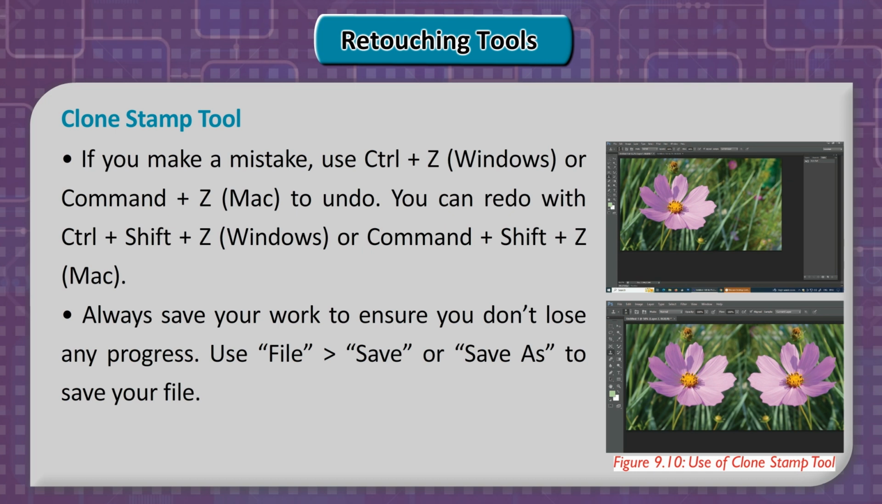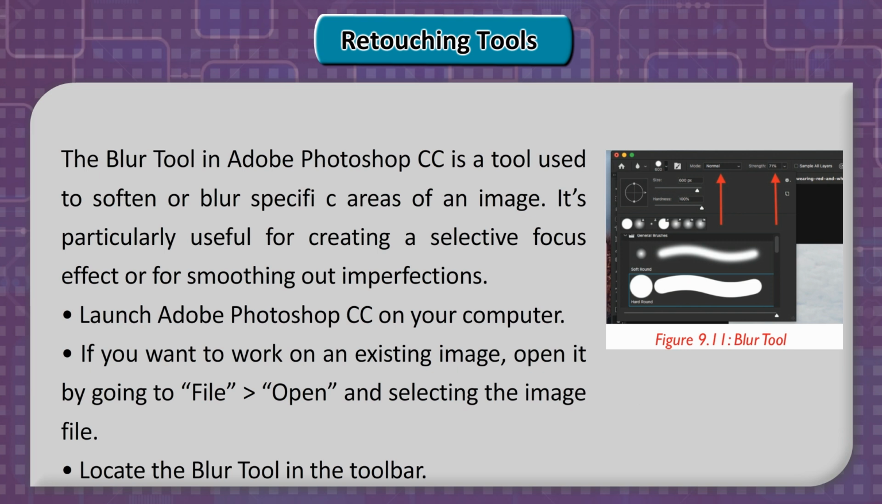If you make a mistake, use Ctrl+Z (Windows) or Command+Z (Mac) to undo. You can redo with Ctrl+Shift+Z (Windows) or Command+Shift+Z (Mac). Always save your work to ensure you don't lose any progress. Use File > Save or Save As to save your file. Blur Tool. The Blur tool in Adobe Photoshop CC is a tool used to soften or blur specific areas of an image. It's particularly useful for creating a selective focus effect or for smoothing out imperfections.